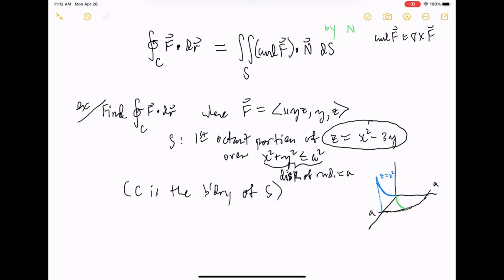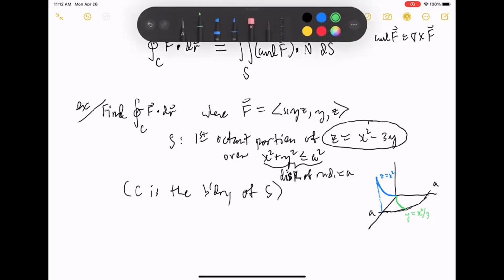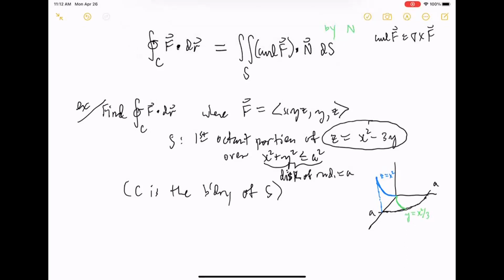Okay, so this is the curve y equal to x squared over 3. And finally, last but not least, we're going to look at what's happening. I really don't want to mess this up. So far, this picture is pretty clutch for sure. This is the x-axis, this is the y-axis, and this is the z-axis.